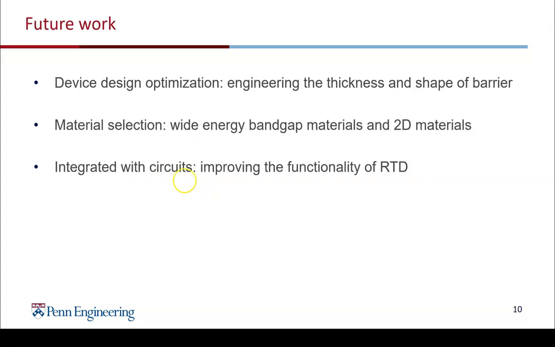So, our future work mainly includes three aspects. One is device design optimization. We can engineer the barrier thickness and shape to improve the peak-to-valley current ratio, which is essential in keeping the stability and improving the performance of oscillators and amplifiers. The second, we can choose some novel materials, wide energy bandgap materials such as gallium nitride, and 2D materials such as graphene, to achieve higher operating frequencies and improve the performance.